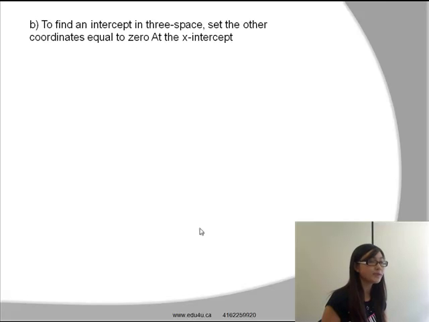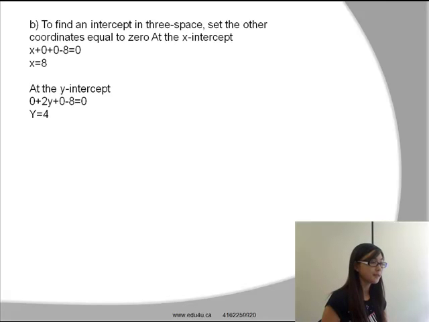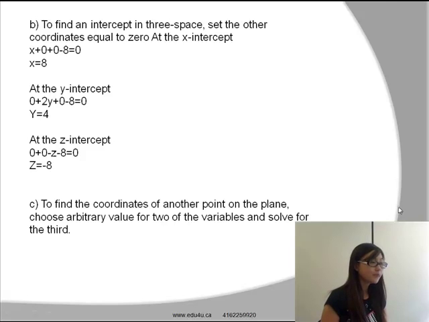To find the intercepts in 3-space, set the other coordinates equal to 0. At the x-intercept, y and z both equal 0, so x equals 8. At the y-intercept, x and z equal 0, so y equals 4. And last, at the z-intercept, x and y equal 0, and z equals -8.